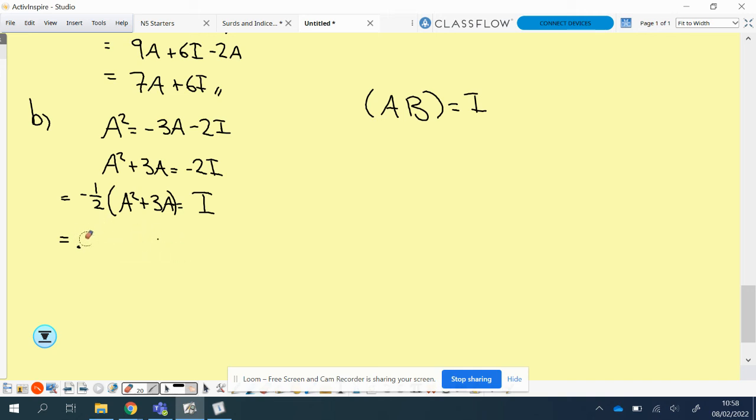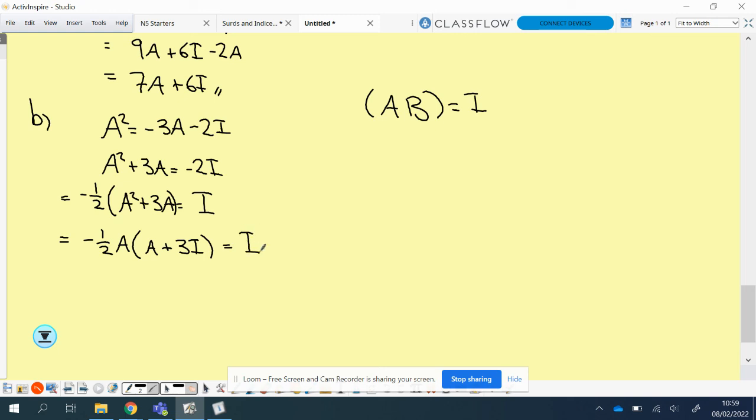Factorise it as if it was just normal algebra, but I've got to be careful with matrices. So if I take A out, I'm left with A there, but I still need to make this part look like a matrix, therefore the way to do it is 3I. That's now a matrix, but if I just left 3, it could just be a number. And that equals I there.